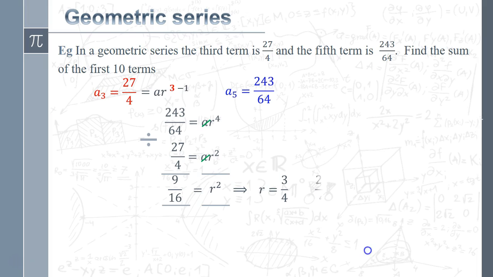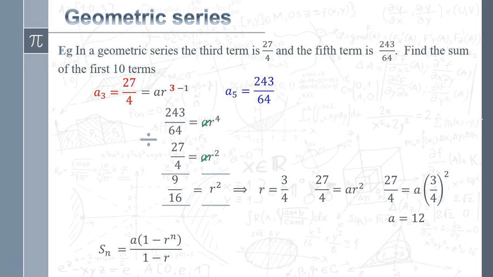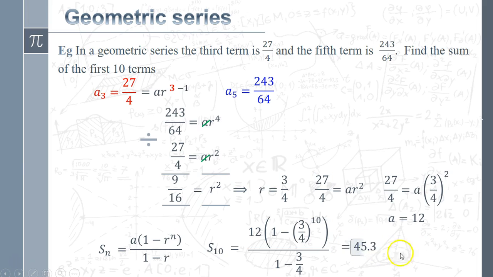Okay, so if r is 3/4, we've got 27 over 4 equals ar squared. Plug in our value for r and solve for a, and we've got a equals 12. So therefore the sum of the first 10 terms from this sequence are going to be, again, bang the values for a and r into that formula. Notice this time I'm using the version where it's 1 minus r, because again that keeps this bit on the bottom positive, and we end up with 245.3 and a whole load of decimals. I've done some rounding there.